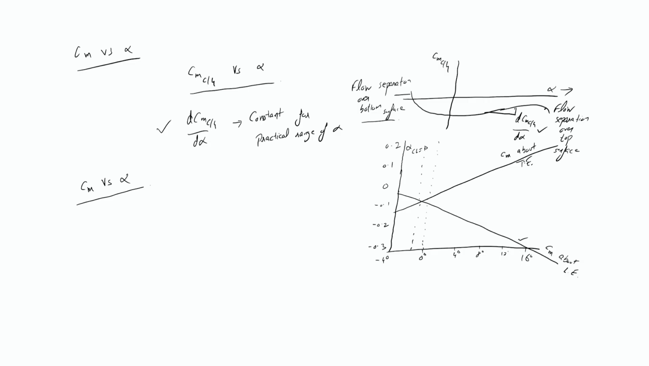So the point here is that there must be some point about which the Cm does not vary, Cm about some reference point. Now what is this point that we are generally referring to?